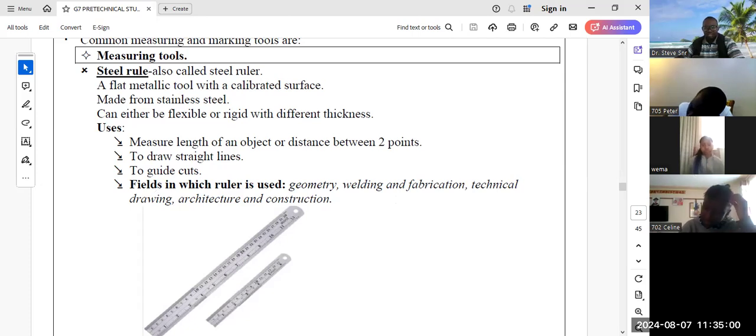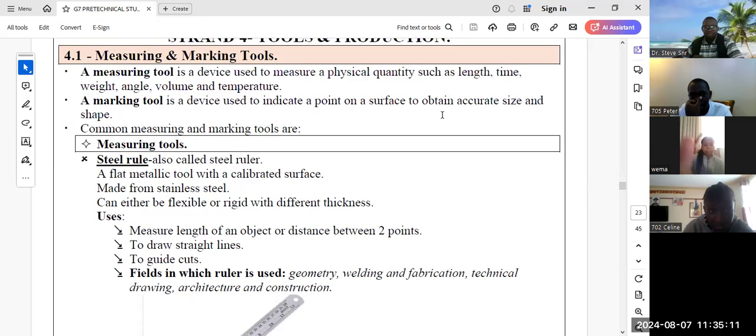From the chat, I can see somebody has written something. Let's try. Can you return to the meaning of marking tool? Okay, that is Celine. Okay, we are here, marking tool. So in case you have a challenge, a question, a concern, or an inquiry, please just raise your hand or type in the chat box.